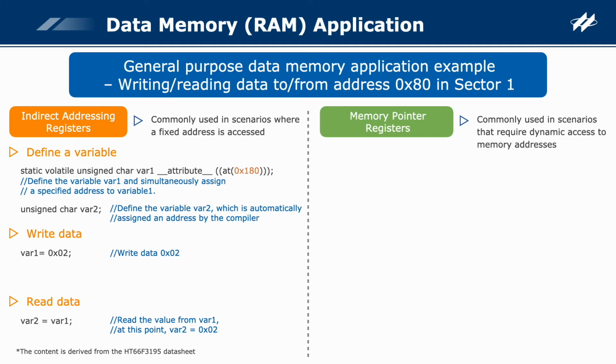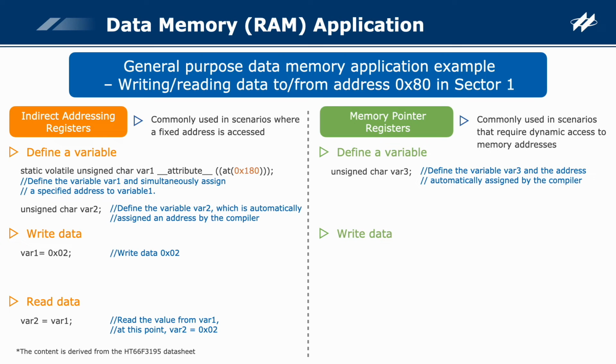The indirect read-write method is commonly used in scenarios that require dynamic access to memory addresses. Firstly, variables need to be defined. Define the variable 3. If there is no need to specify an address, the address can be assigned automatically by the compiler. Next, write data.